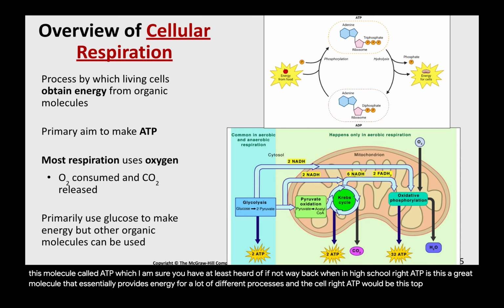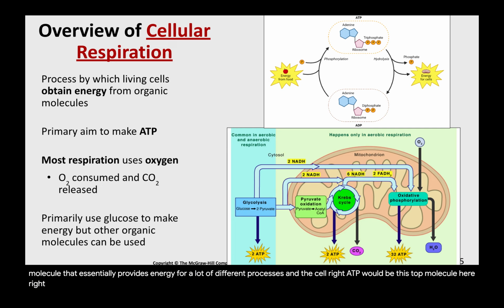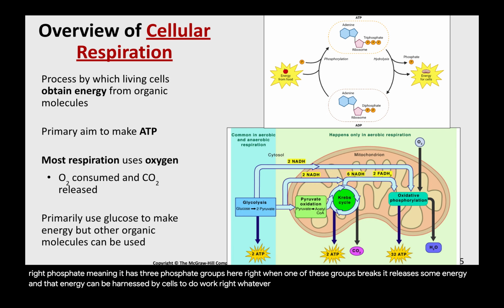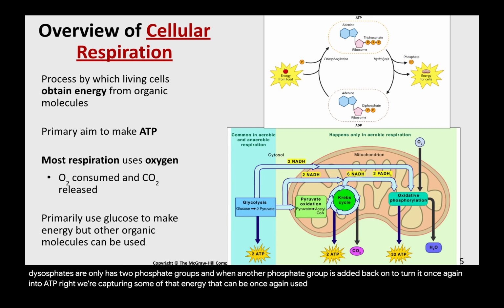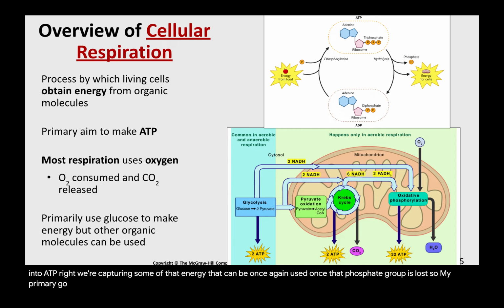ATP would be this top molecule here, adenosine triphosphate. Triphosphate means it has three phosphate groups. You can see that as these three orange dots here. When one of these phosphate groups breaks, it releases some energy, and that energy can be harnessed by cells to do work, whatever the cell needs to do. It then makes ADP, adenosine diphosphate, so it only has two phosphate groups. And when another phosphate group is added back on to turn it once again into ATP, we're capturing some of that energy that can be used again once that phosphate group is lost. So ATP is a major molecule in the cell. The primary goal of cellular respiration is to make ATP.